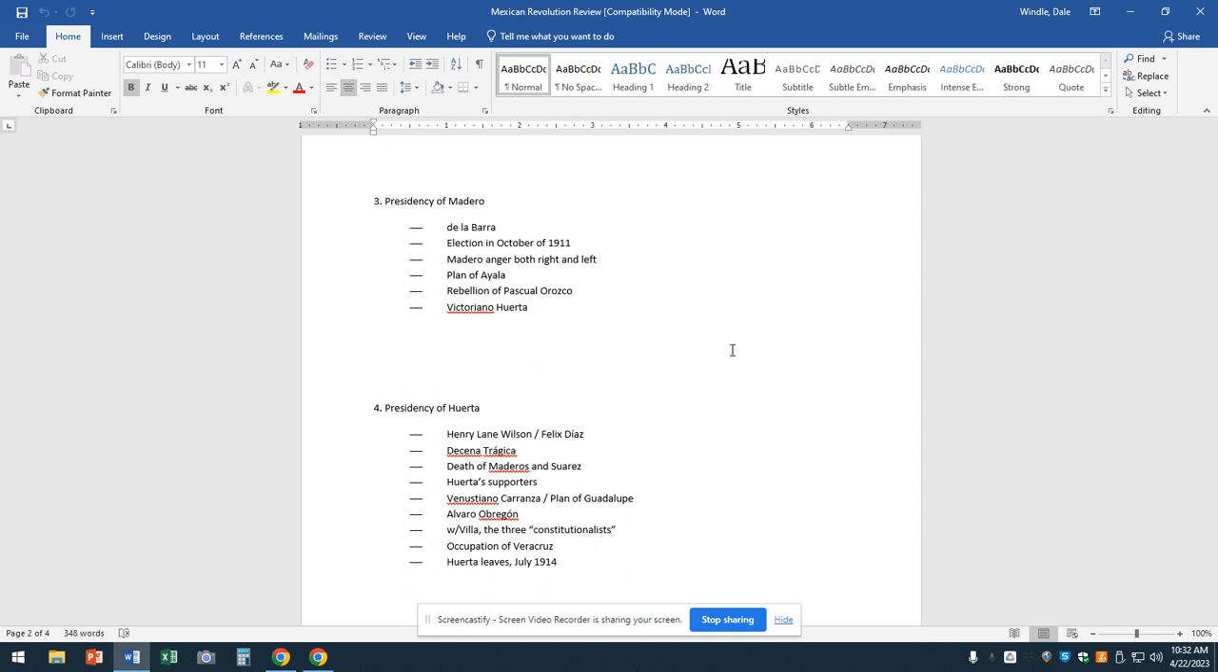And for those 6 months, he did some things that would kind of poison the government against Madero. And so there's an election in October of 1911. Madero wins, huge landslide, but immediately angers really both the left and the right. It's the classic moderate who wins. The right thinks he's a crazy socialist, and the left thinks he doesn't go nearly far enough.